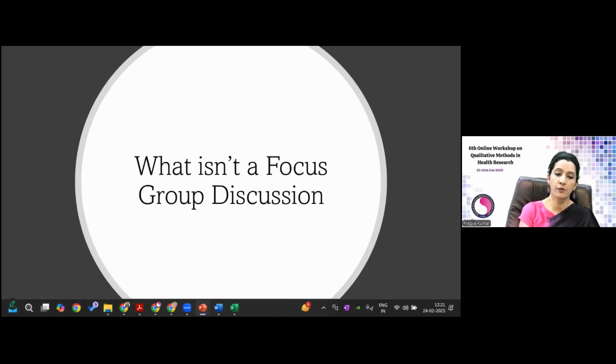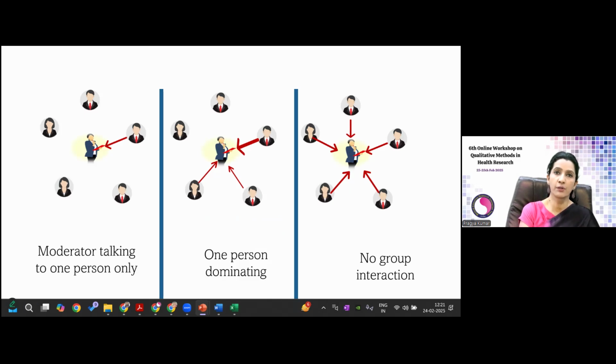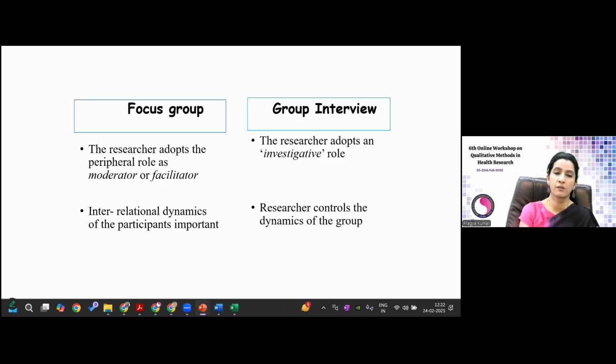So what is not a focus group discussion? A moderator talking only to one person, one person dominating, and no group interaction. These three are not FGD. In a focus group, the researcher basically adopts a peripheral role. He only starts the moderation, and then the participants interact with each other, and there is interrelational dynamics. Whereas in a group interview, the researcher adopts an investigative role, and the researcher controls the dynamics of the group also. But again, group interview is also important.